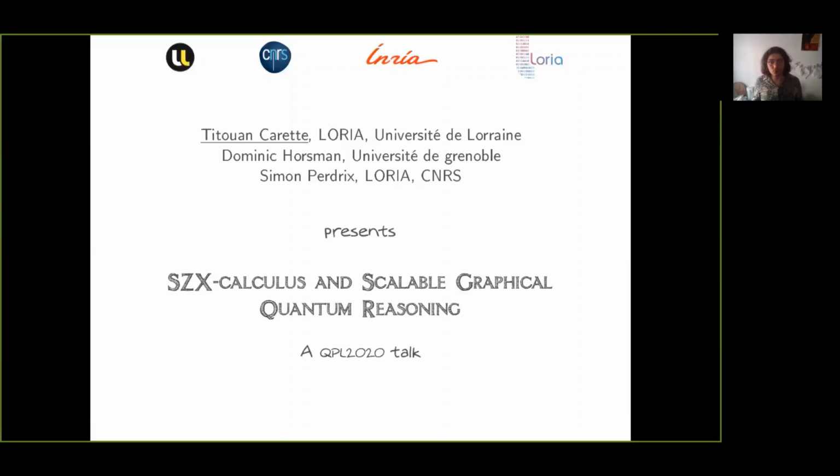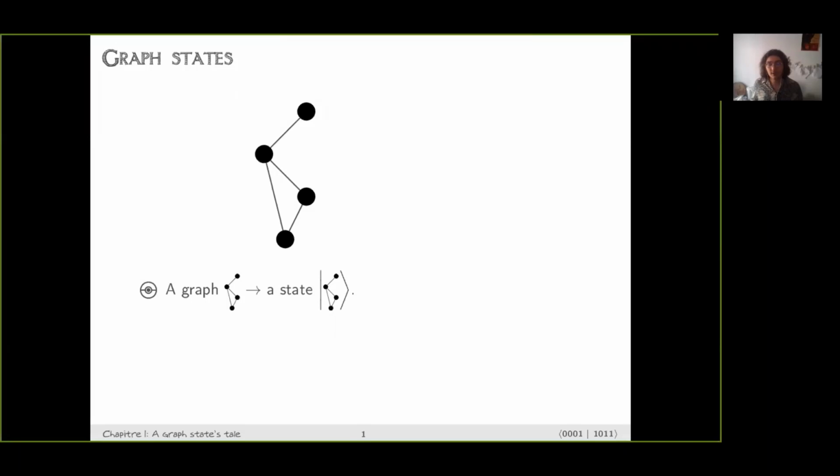And I will introduce you to an extension of the ZX-calculus called SZX, where S is for Scalable, which is designed to handle registers of qubits. I will use a running example for this, which is the example of graph states. So what is a graph state? The idea is that you have a graph and you want to construct a quantum state corresponding to this graph. How do you do this?